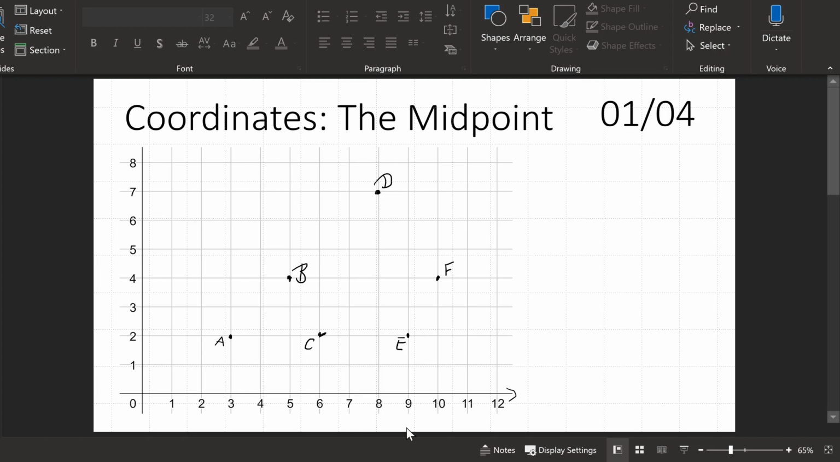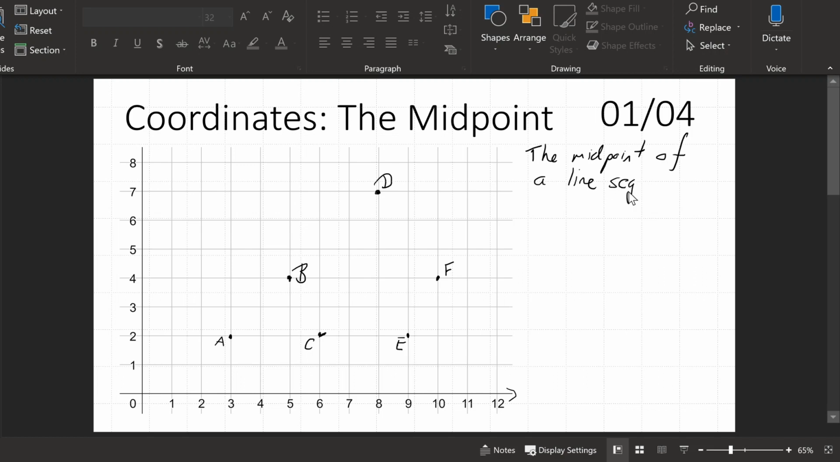This one is going to be about coordinates still, and today we're going to be talking about what we call the midpoint. The technical term isn't just the midpoint, but the midpoint of a line segment. The idea here is we have 2 points on a plane, and we want to find what is the middle between those 2 points.